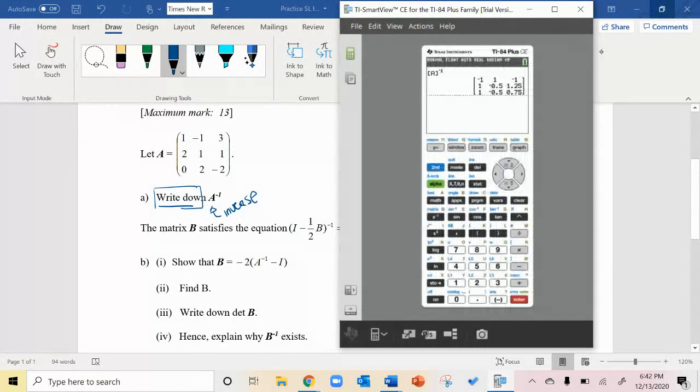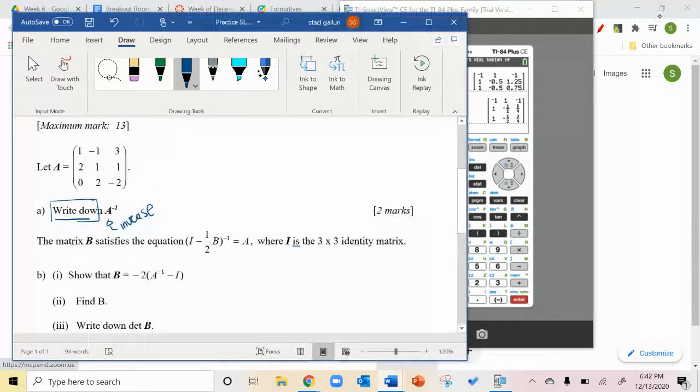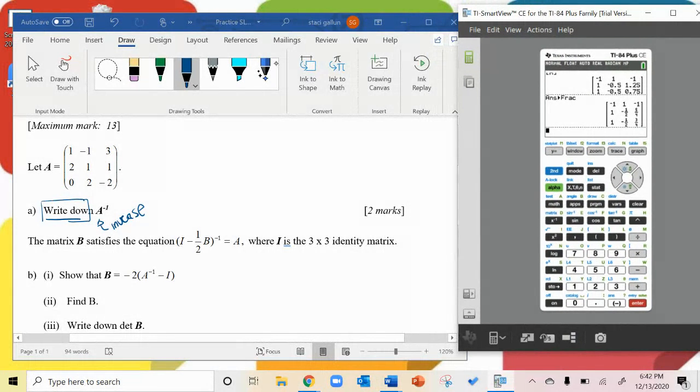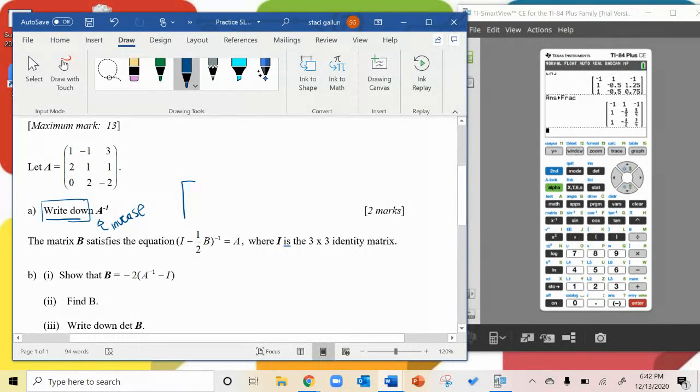Let's write that down. Oh, wow, it got very large. I know how to convert those to fractions, but I'm going to push math, enter, enter to convert them to fractions. I wonder if I can make this a little smaller. There we go. So A inverse equals -1, 1, -1, 1, -1/2, 5/4, 1, -1/2, and 3/4.